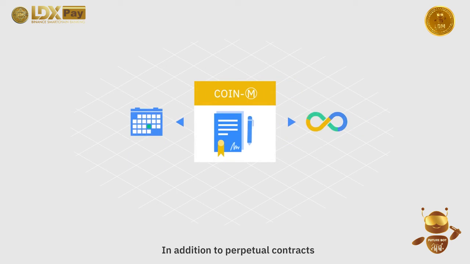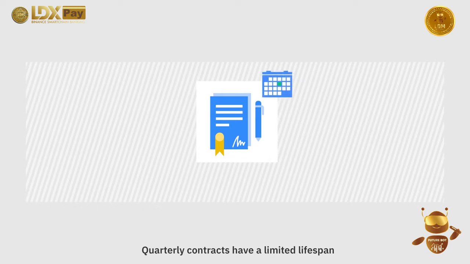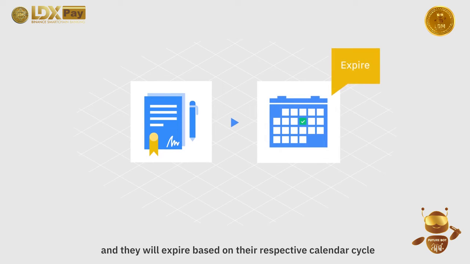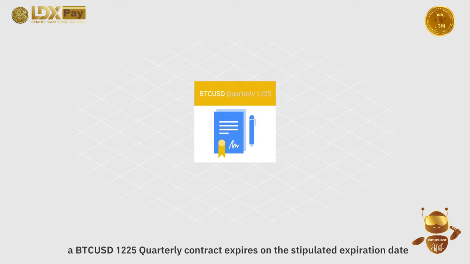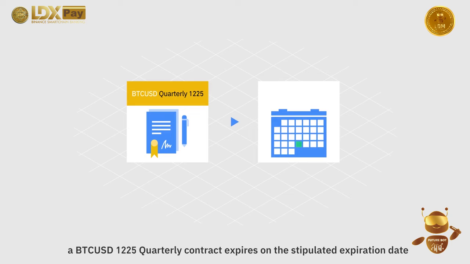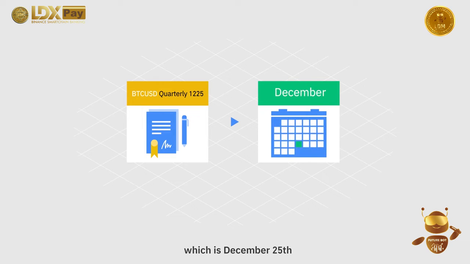In addition to perpetual contracts, Binance offers quarterly contracts which offer a slight variation. Quarterly contracts have a limited lifespan, and they will expire based on their respective calendar cycle. For instance, a BTC USD December 25th quarterly contract expires on the stipulated expiration date, which is December 25th.